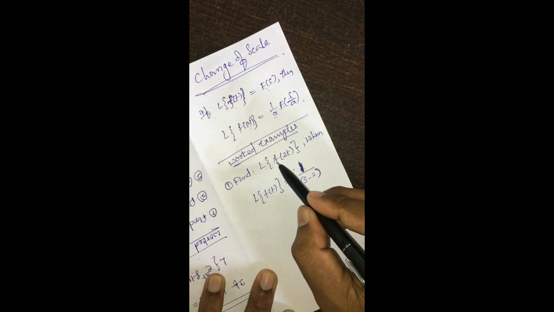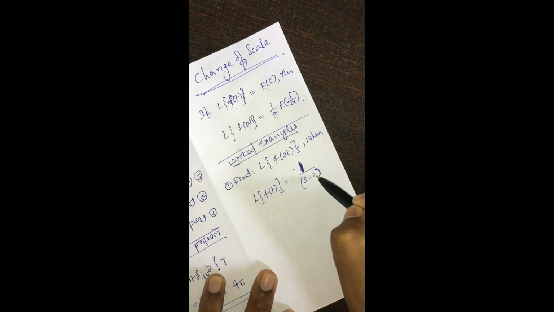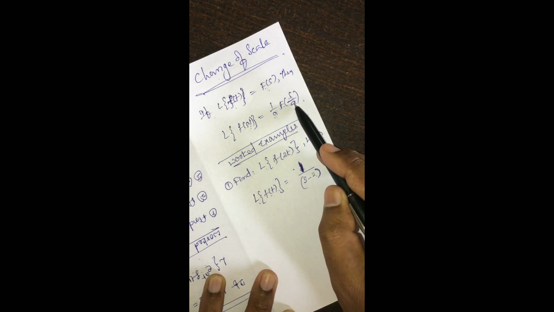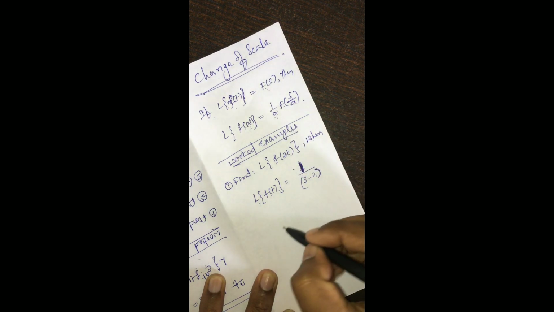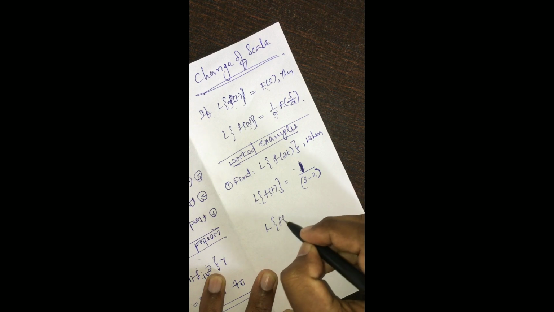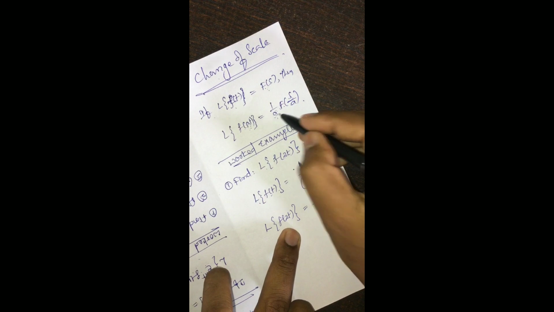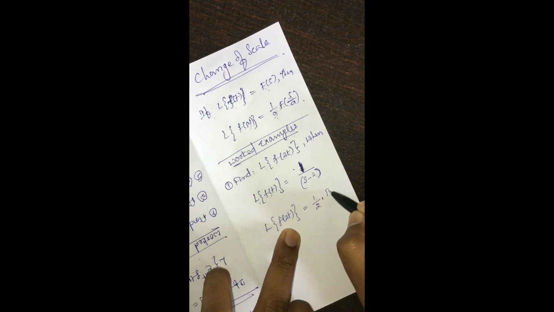Find the Laplace transform of f of 2t when f of t is equal to 1 by s minus 2. Simply what we can do is, in the place of s you have to write s by a, and in the product you multiply 1 by a. So the Laplace transform of f of 2t becomes 1 by 2 into f of s by a. That means 1 by 2, and here it is f of s.